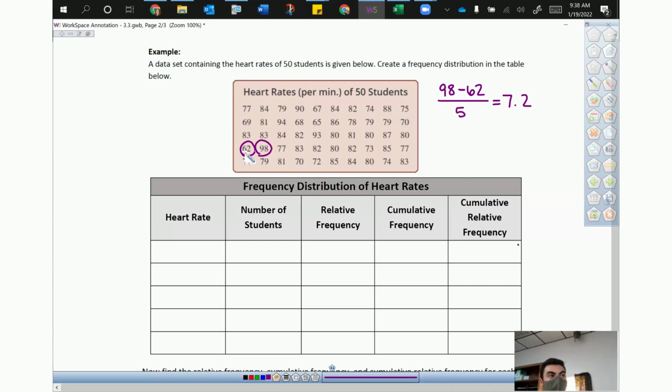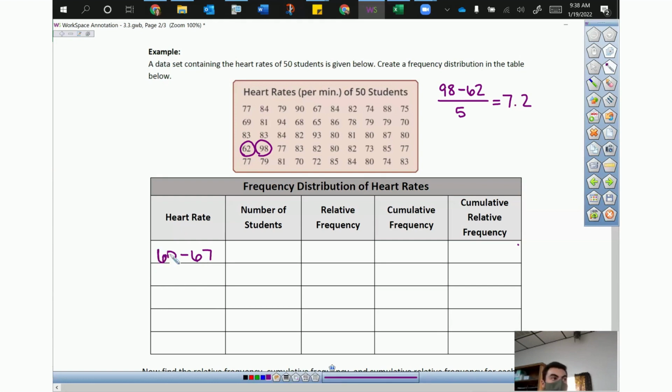Now, my first number here is 62. So if I start at 60 and I have a class width of 7, my first category would be 60 to 67. Now that definitely encompasses my lowest guy. And then we need to talk about how we're counting here. My next class definitely would not start at 67. And here's why. If I got a heart rate of 67, I would have no idea where to put it. Does it go in this one? Does it go in this one? I have no idea.